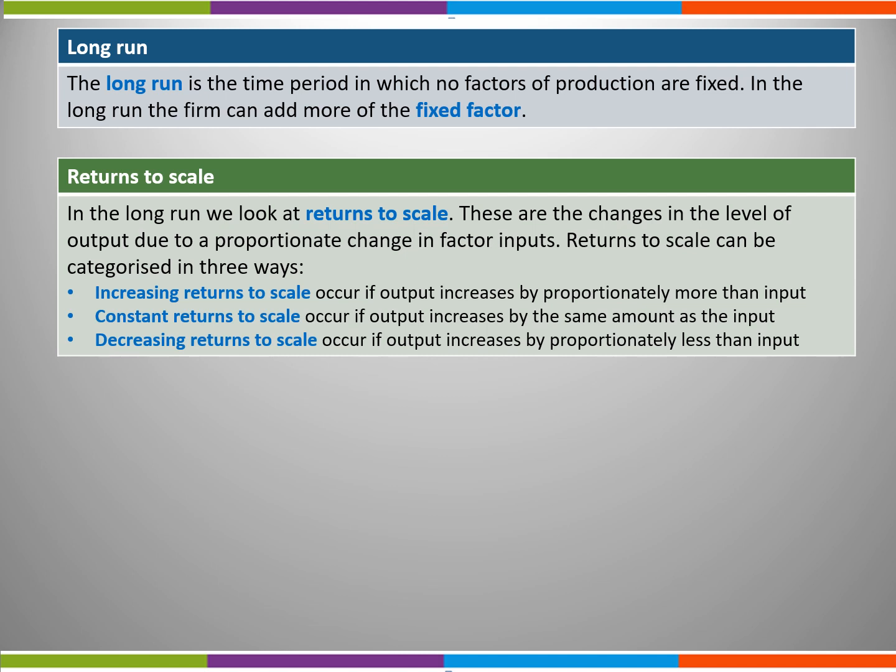Returns to scale can be categorized in three ways. Increasing returns to scale occur if output increases by proportionately more than input. For example, if a firm increases inputs by 10%, and output increases by 15%. Constant returns to scale occur if output increases by the same amount as the input. For example, if a firm increases inputs by 10% and output increases by 10%. And finally, decreasing returns to scale occur if output increases by proportionately less than input. For example, if a firm increases inputs by 10% and output only increases by 5%.